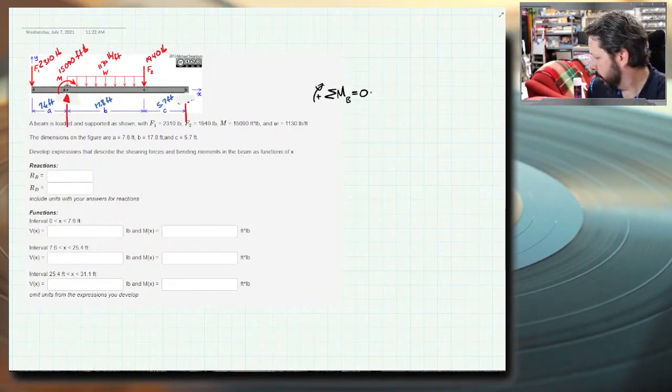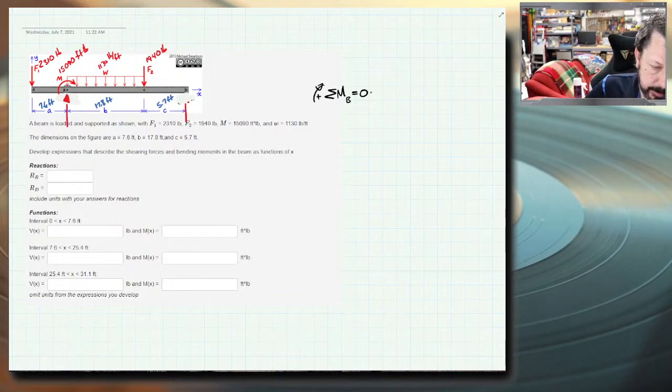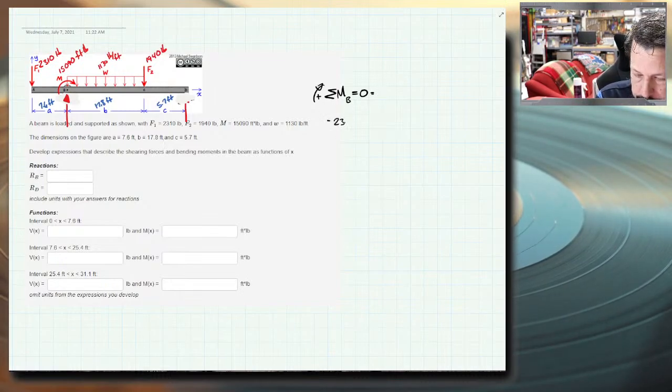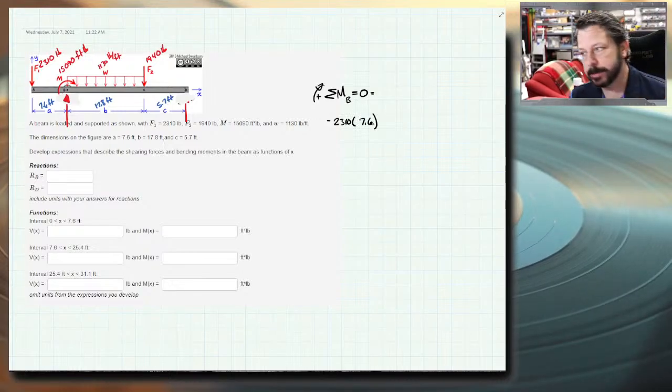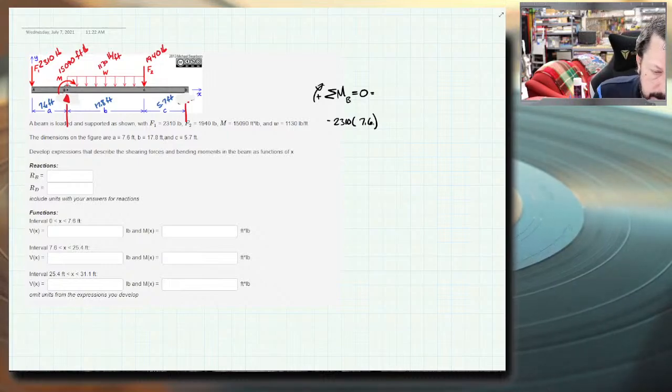At B, we're going to need our calculator. We've got the F1, which is creating counterclockwise, so negative, according to my equation, 2310 times 7.6. I'm going to leave the units off just to save some space. Everything looks like it's in pounds and feet, so we don't have any mixed units. We've got the moment at B, so it's just plus or minus. In this case, it's plus because it matches the direction I said was positive.